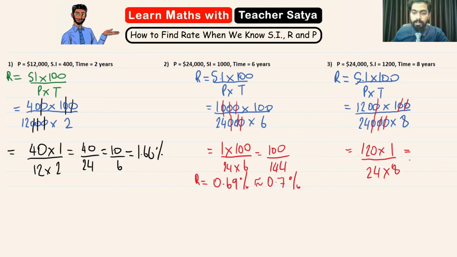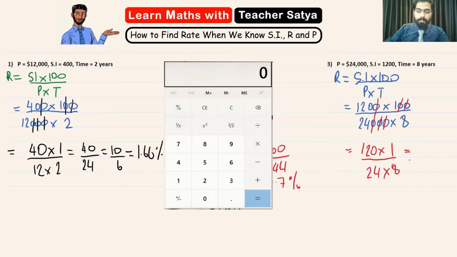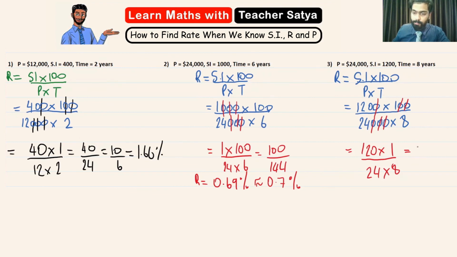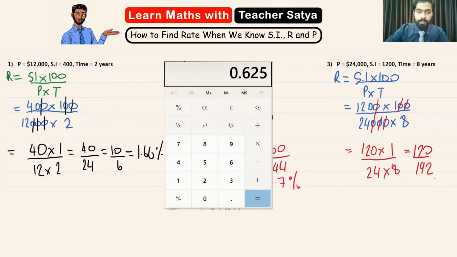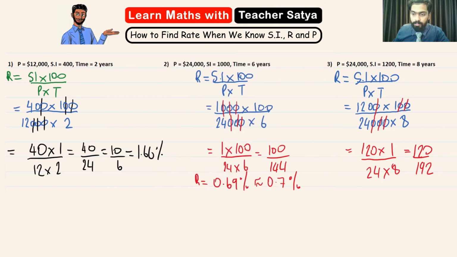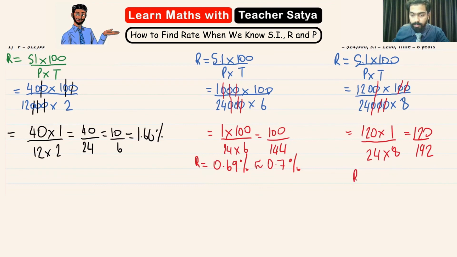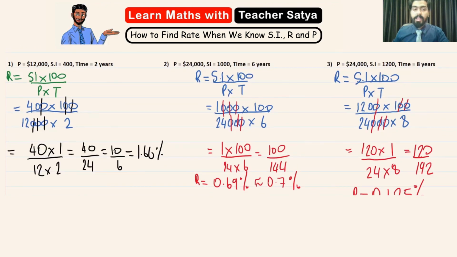Right guys? Now if we take the calculator, 24 times 8 would give us 192. So we have 120 over 192, and let's see how much that would give us. That would give us 0.625%. Therefore the rate is 0.625% per annum. And that is how we would find the rate when we know the simple interest, principal, and time.